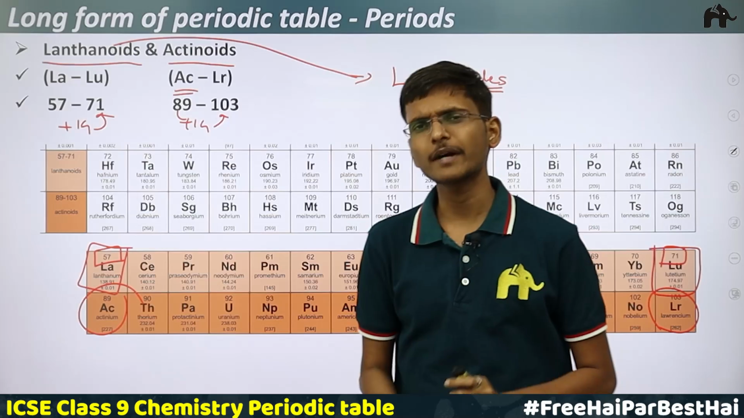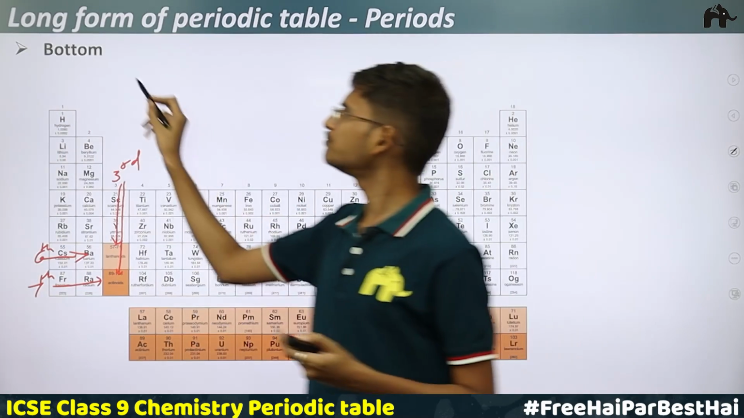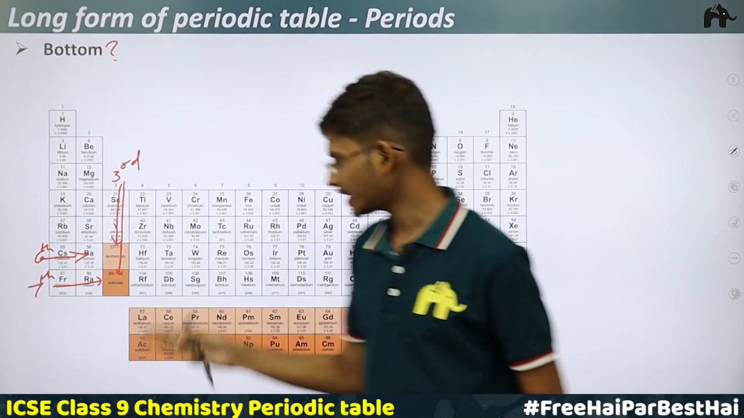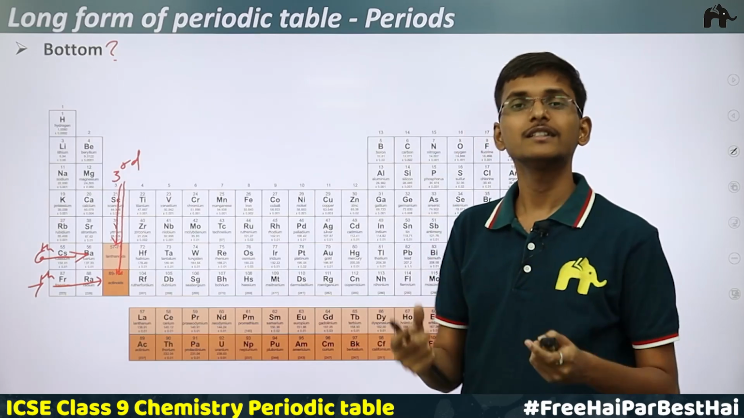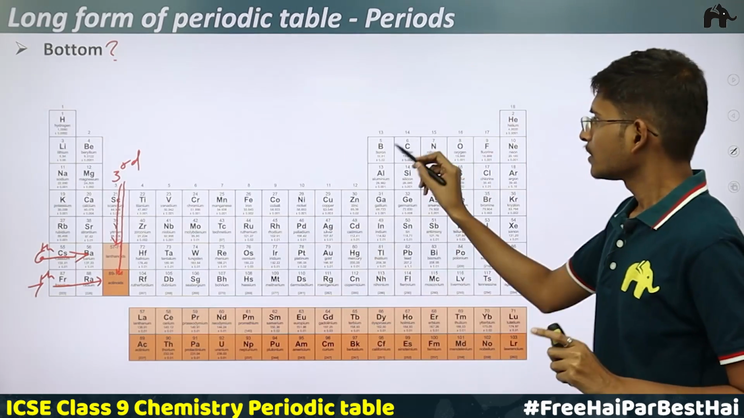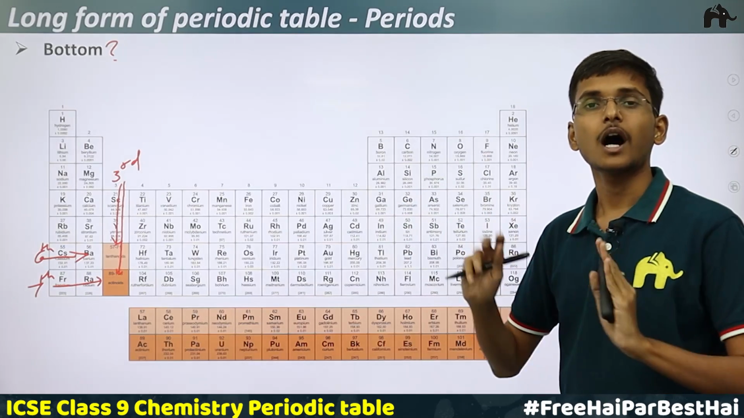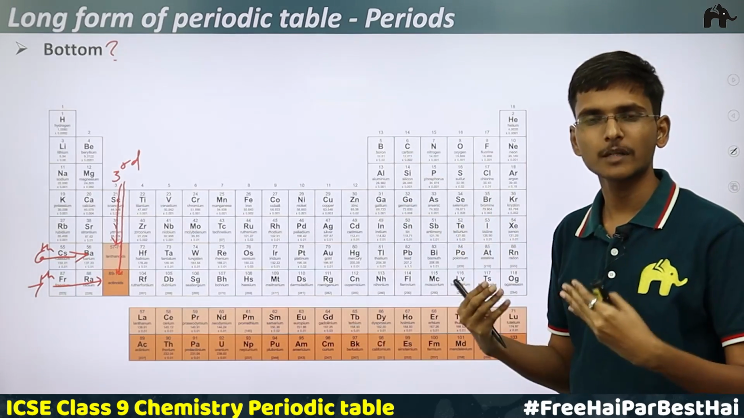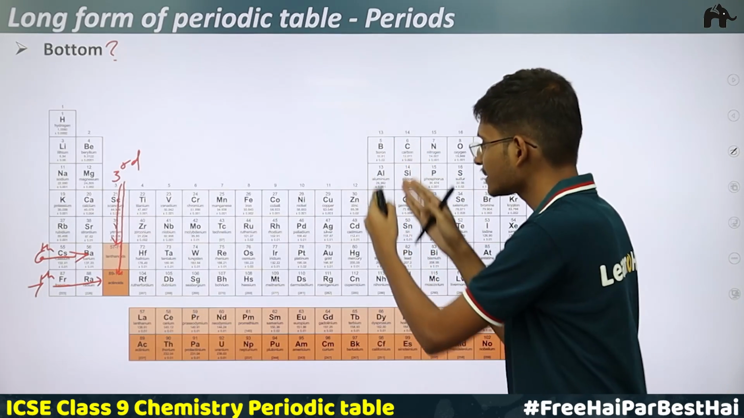Now there would be a question in your mind: why are these elements placed at the bottom of the periodic table? Why can't we place them here itself? The reason is, we have studied that elements in the modern periodic table are placed in such a way that elements having similar properties occupy the same groups.